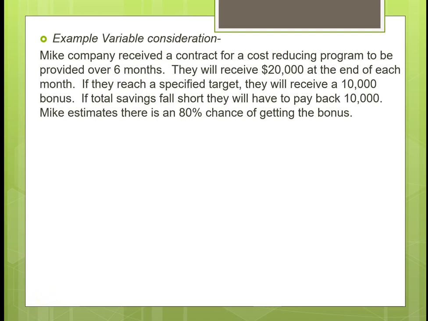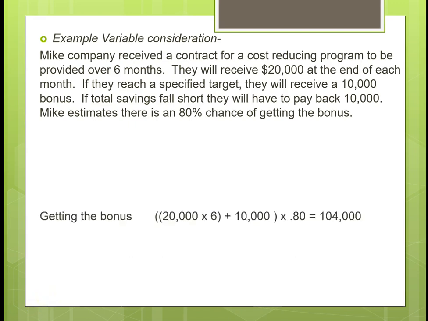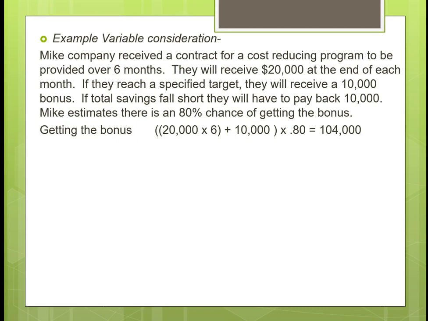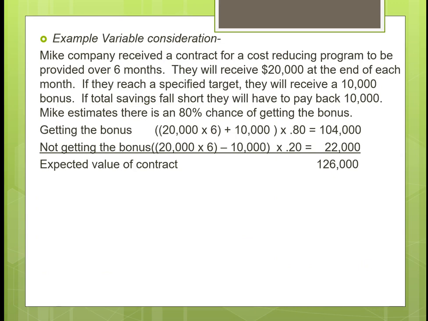My company, here's our rules. So first thing we're going to do is getting the bonus. We're going to get $20,000 times 6 months plus $10,000, and there's an 80% chance we'll receive that much. Not getting the bonus, there's a 20% chance we won't get the bonus. So that tells us the expected total value of our contract is $126,000.